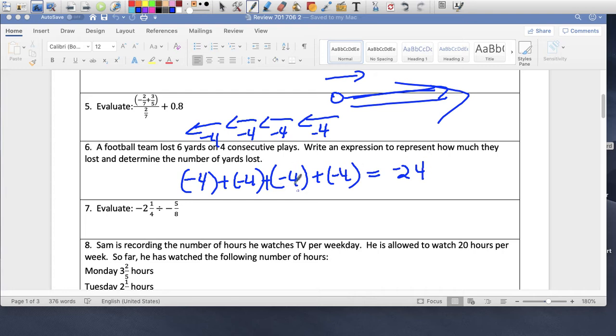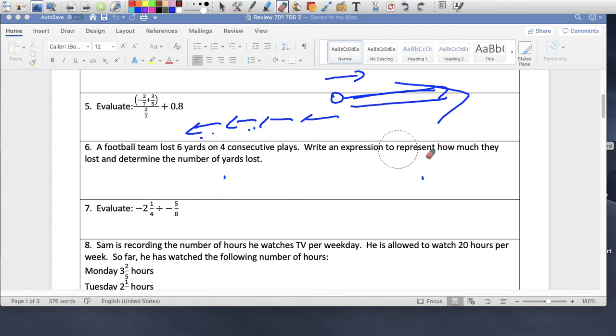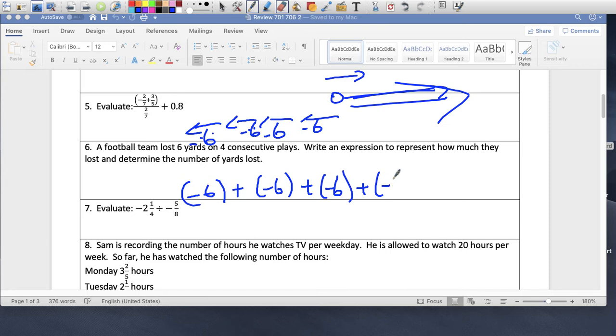What's a short way of writing all that? Well, it's negative 4 times how much? Oh, I don't know where I'm getting negative 4. So, sorry. Go back. So actually, they lost 6 yards. It's 4 times. Right, so it would be negative 6, plus negative 6, plus negative 6, plus negative 6. So how much did they lose? Well, negative 24, right? That's one way of finding it.